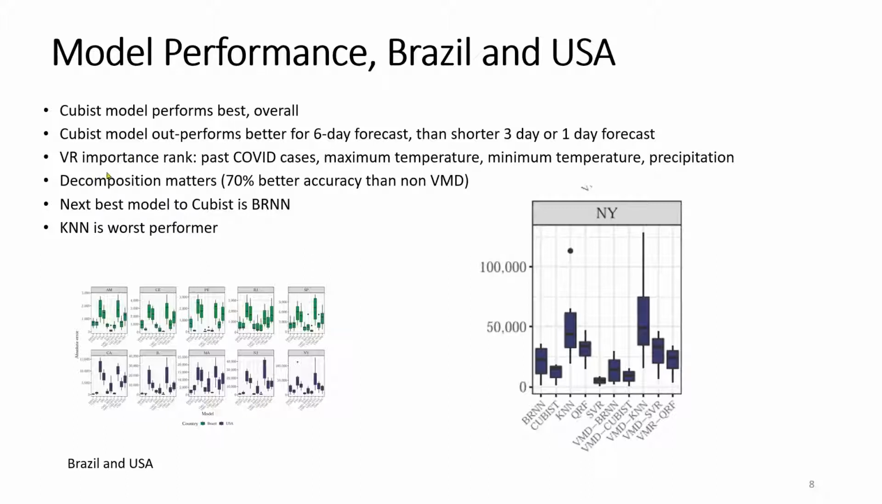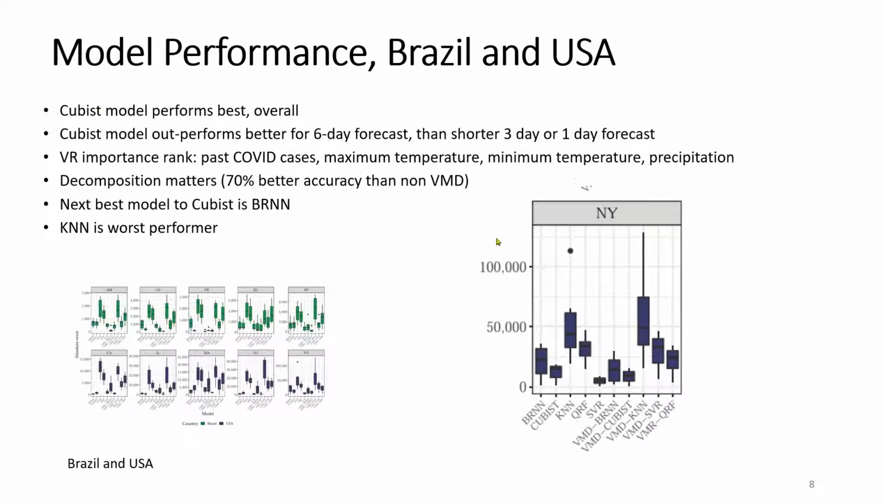And I talked about this variable importance in the earlier slide, and also decomposition really matters. Compared to the non-decomposed time series, it gives 70% better accuracy. Even though this is common sense in data science, in the early COVID medical journal publications, most of them are non-decomposed. That's why they emphasize this as their advantage. And then next best model among the 5 of them is the Bayesian regression model, and KNN performs the worst.